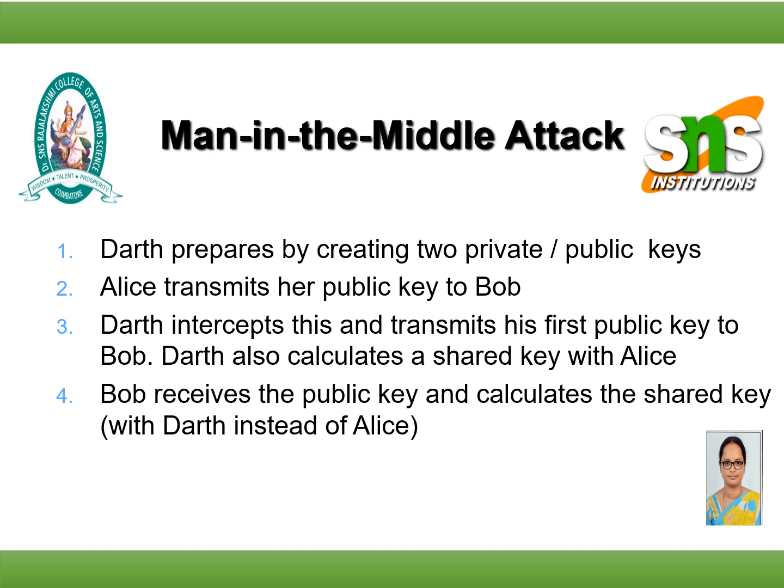So that prepares by creating two private public keys. Alice transmits her public key to Bob. That intercepts this and transmits his first public key to Bob. That also calculates a shared key with Alice. Bob receives the public key and calculates the shared key with that instead of Alice. So here, man in the middle attack means we have two people, Alice and Bob. Alice shares the information to Bob. But instead of Alice, that shared his key with Bob.